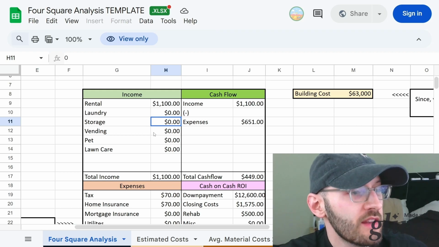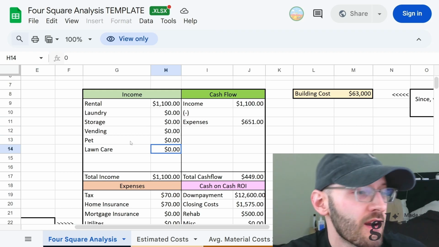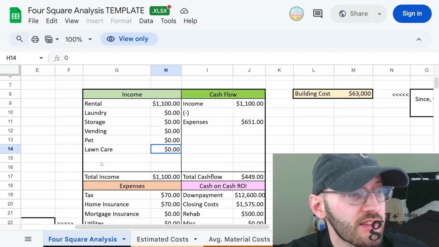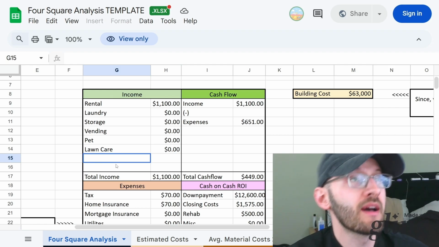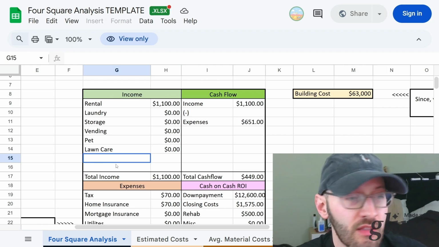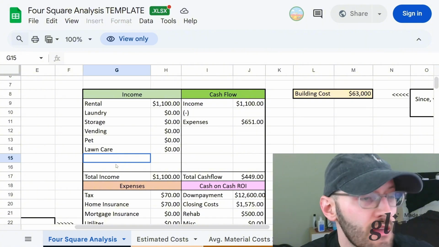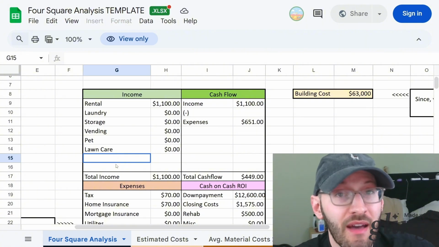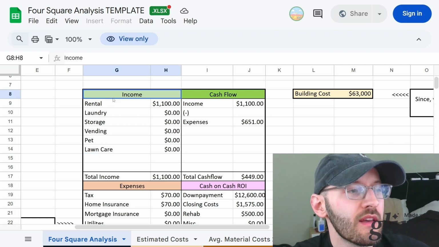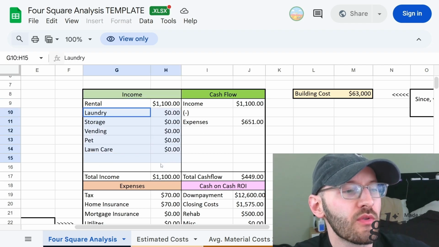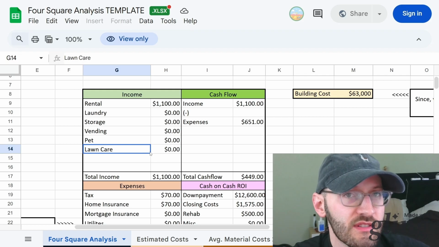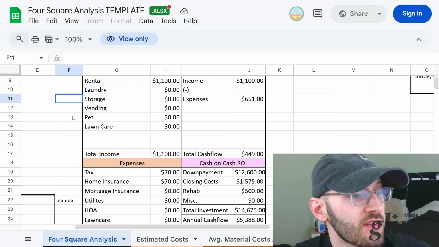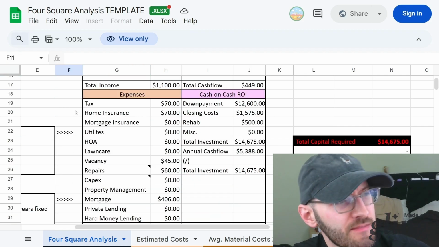We've got storage, vending, pet care, and lawn care. And honestly, this list could go on and on. I mean, imagine if you put vending machines at the place that you're renting out homes. Imagine there's any kind of thing. Public bathrooms. Again, this really only applies if you're doing multifamily, but the rules still apply even if it's a single family. So let's continue. We have expenses.